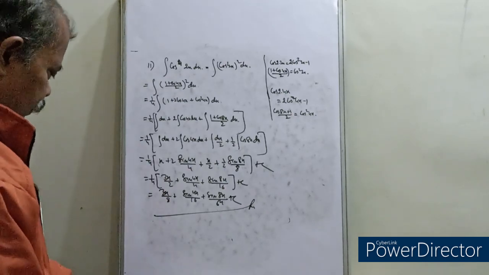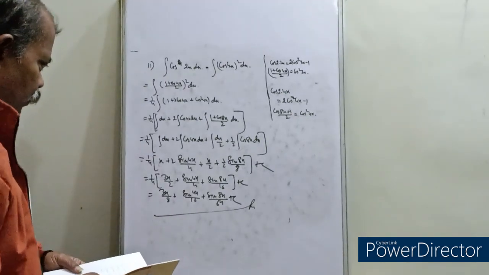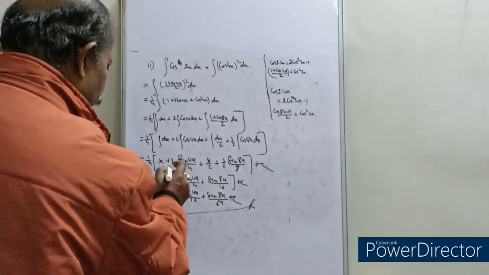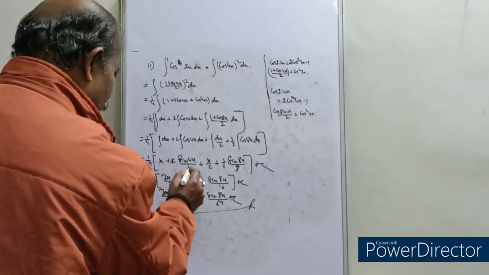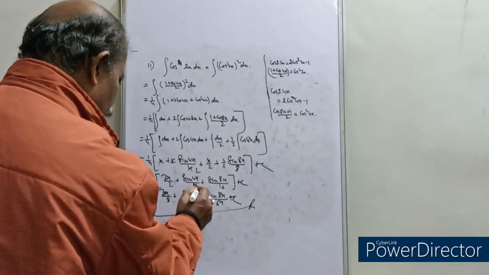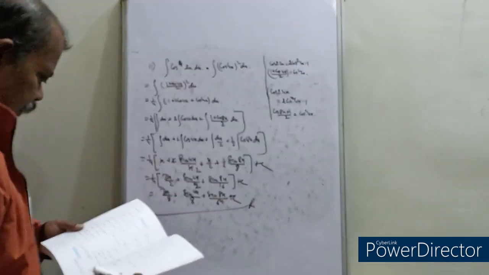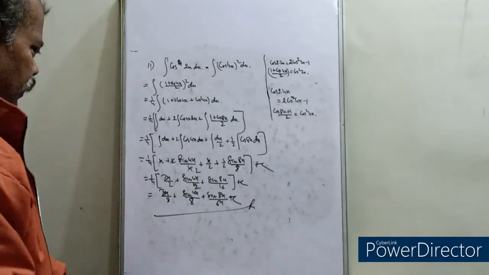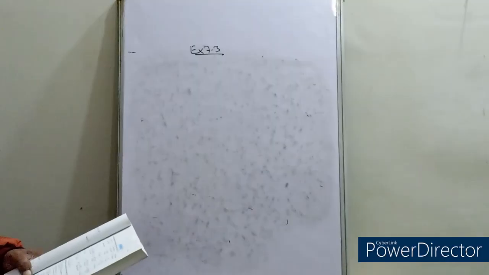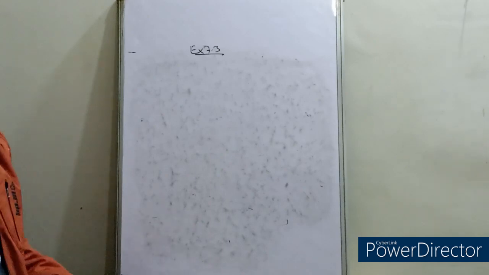So this is, here 2 and this 2 cancels out, so this will be 2, so this will be how much? 8. So this is your answer and it is correct.